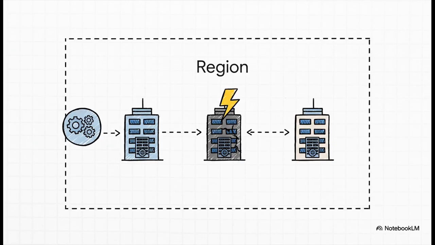Now, if you want to step up your game, there's ZRS, or Zone Redundant Storage. It also makes 3 copies, but here's the key difference. It spreads them across totally separate data centers, or what Azure calls availability zones, all within the same region. This means your data can survive an entire data center going offline. Pretty cool, right? Great for those high availability apps.